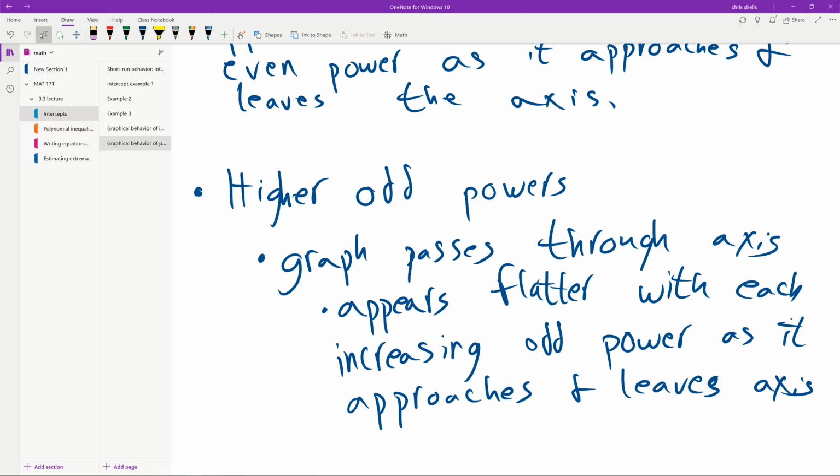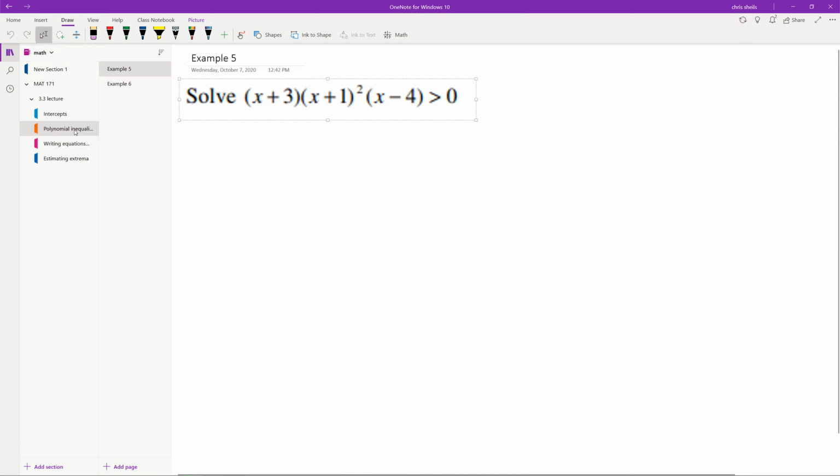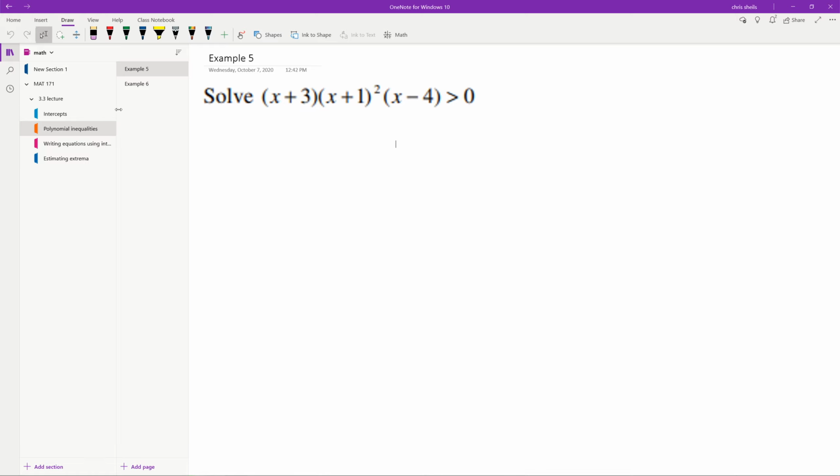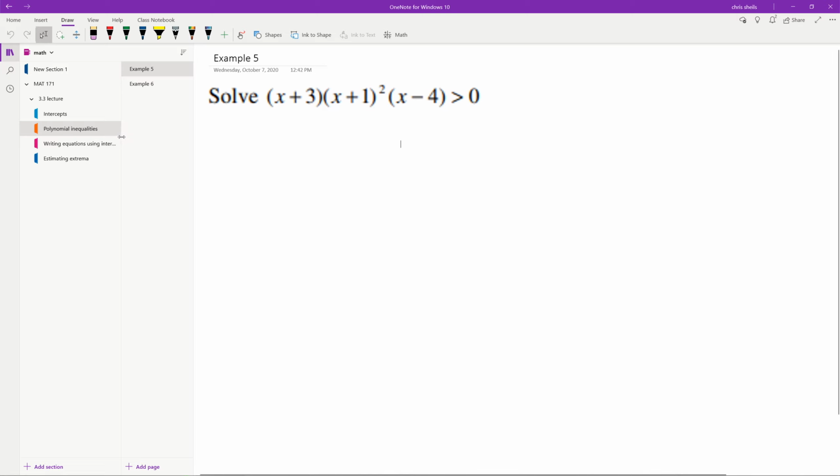Let's look at our next topic here. Polynomial. This is on polynomial inequalities. We want to solve this polynomial inequality.